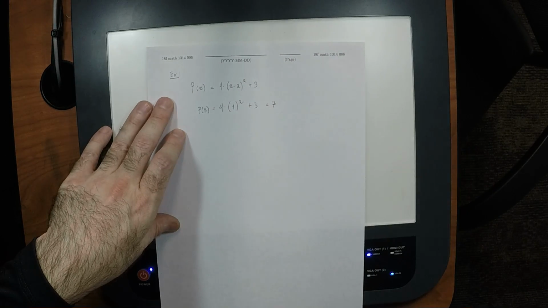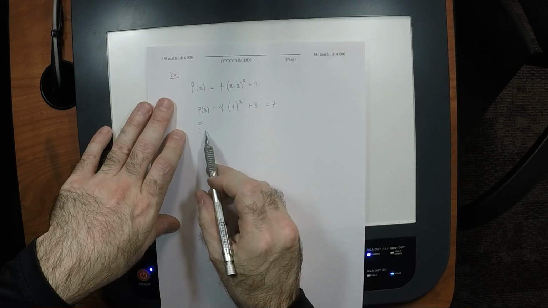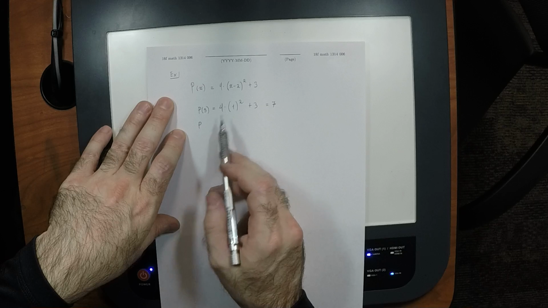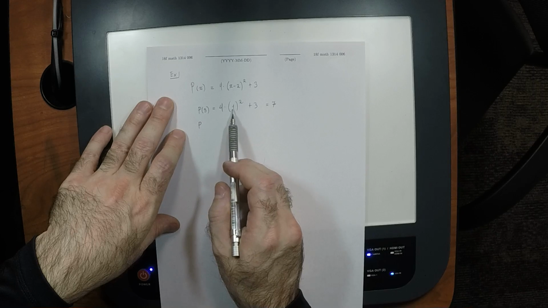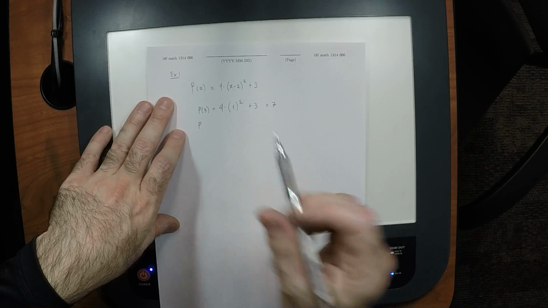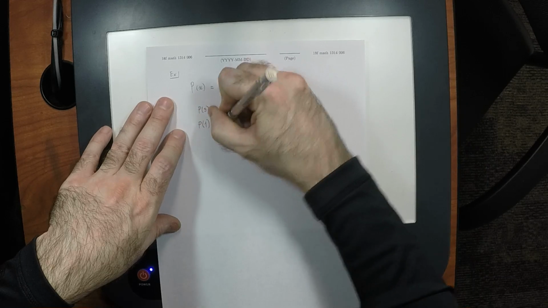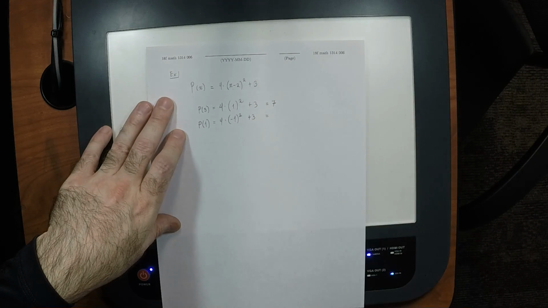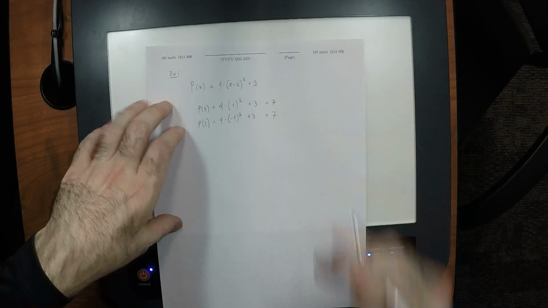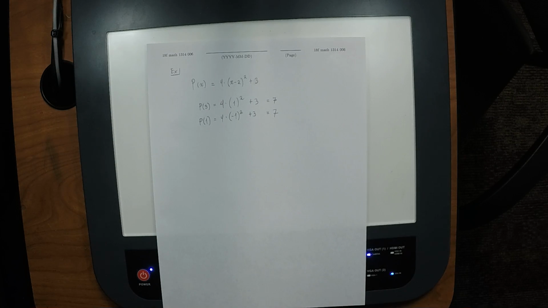Is there some other way we could get a 7? We made that 1. To get a 7 a different way, we'd need to make this a negative 1. How can we make that a negative 1? We do 1. And what's that? 7. So that's saying that for that P, if you witness a 7 come out, do you know for sure what was put in? No, it could have been a 3, or it could have been a 1. So that P is not injective. Okay, any question about this one?